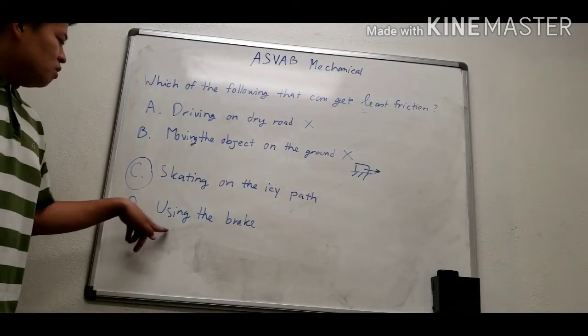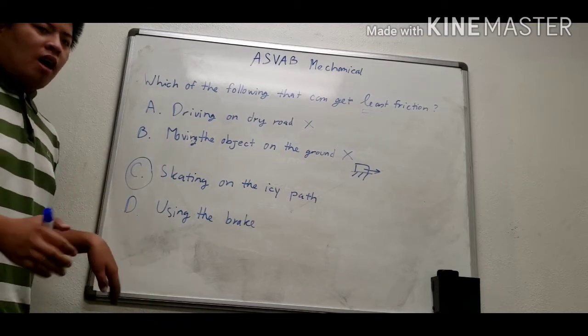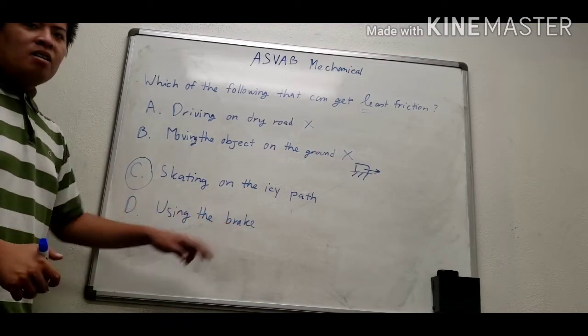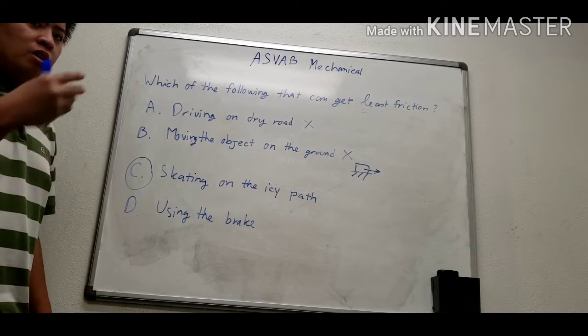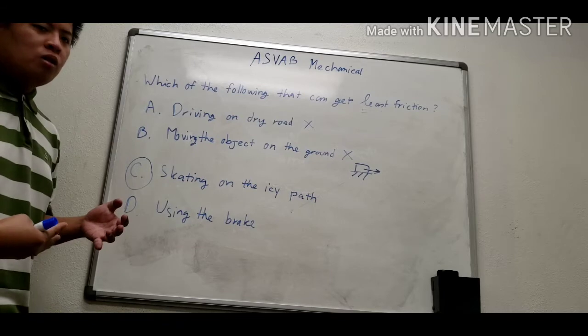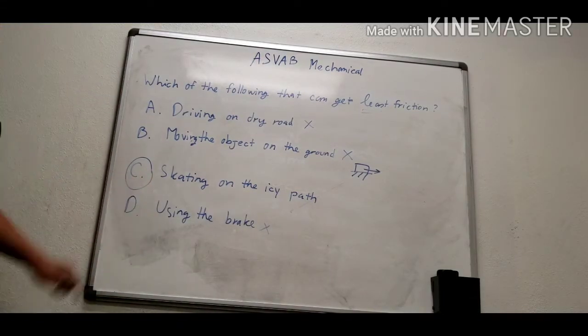The next one, using the brake. When we ride the car and we use the brake to stop the car, this can create more friction between the tire and the road. So this is not correct. So the answer for this question is C.